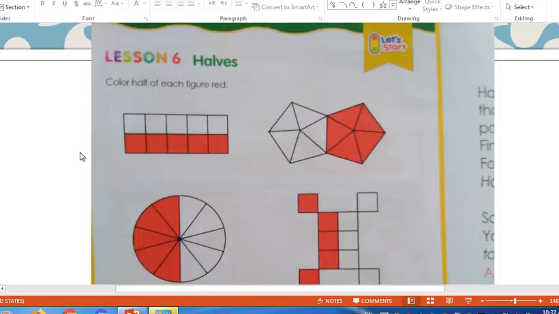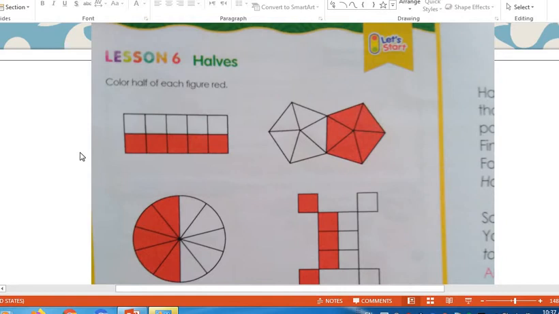Okay, in the last lesson you learned how to divide shapes into equal parts. In this lesson you will learn how to divide a shape into halves. Halves are 2 equal parts that equal a whole. How can you divide a shape into halves?